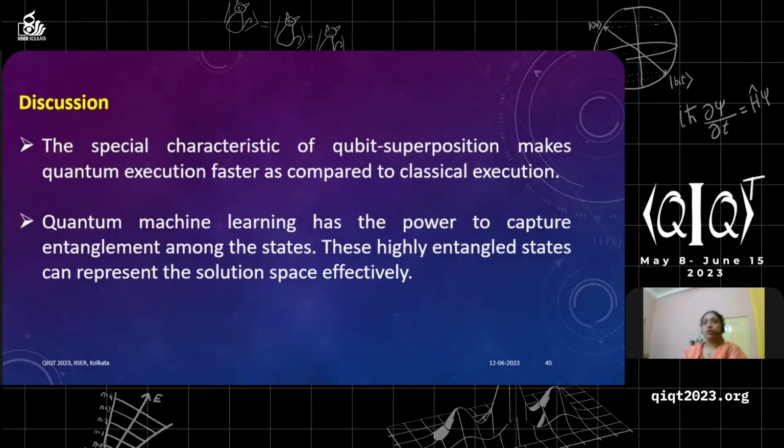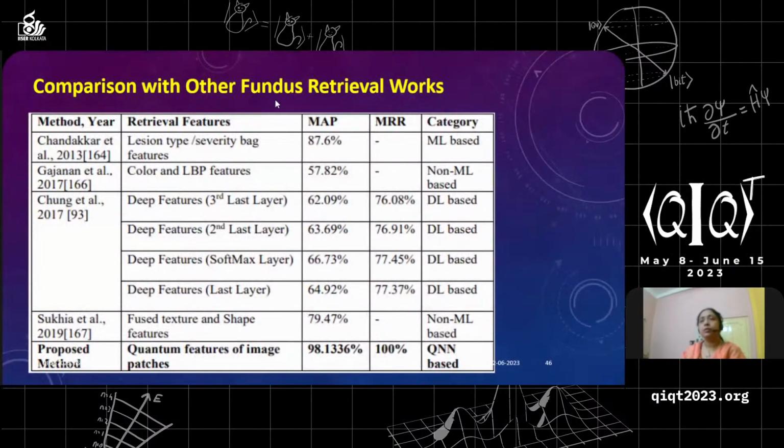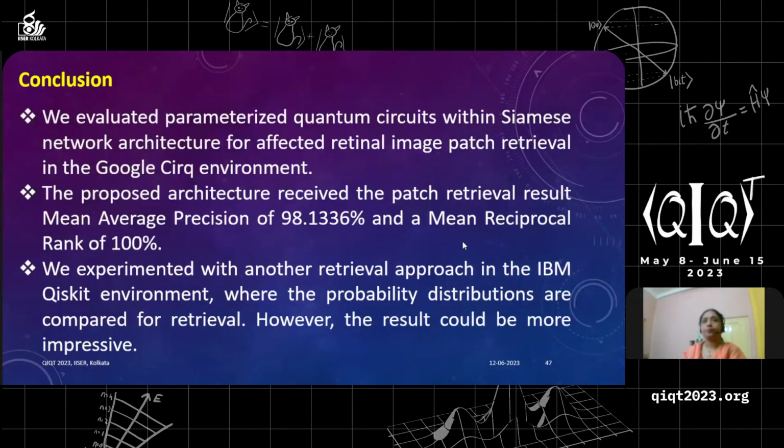Now, the general discussion regarding our work is that the special characteristic of superposition makes quantum execution faster than its classical counterpart. Our quantum machine learning has the power to capture the entanglement among the states, and we suppose that entangled states can represent the solution space effectively. This is the comparison with other fundus image retrieval works available in the literature. Most of the works available in the literature are machine learning based or deep learning based.